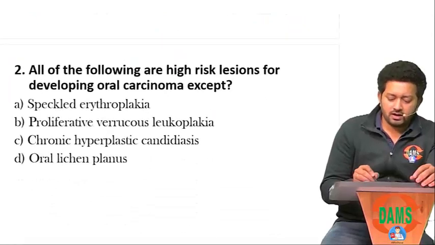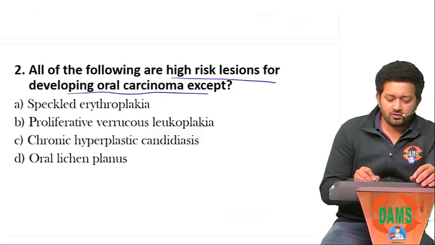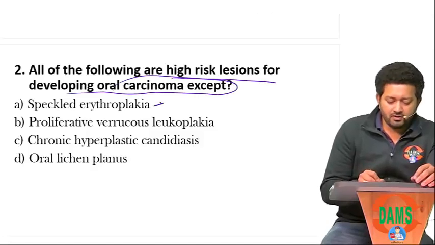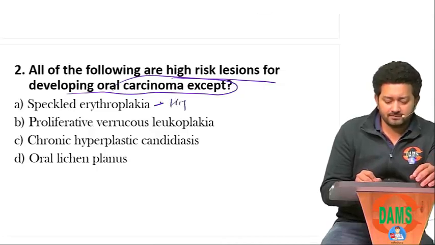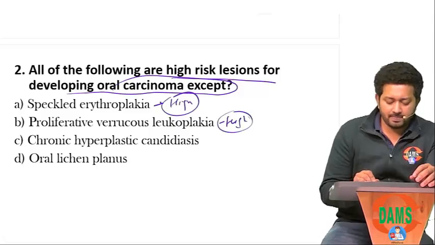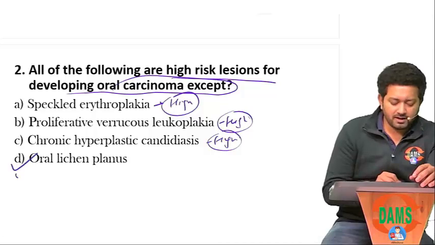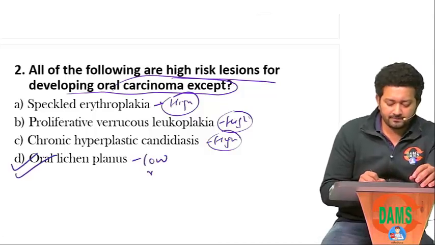All of the following are high risk lesions for the development of oral cancer except: speckled type of erythroplakia or erythroleukoplakia, it is high risk. Proliferative verrucous leukoplakia is high risk. Chronic hyperplastic candidiasis is high risk. Oral lichen planus is low risk.